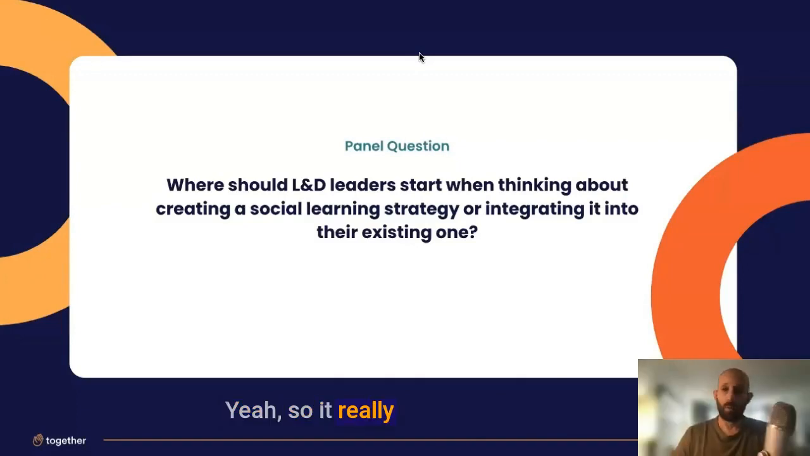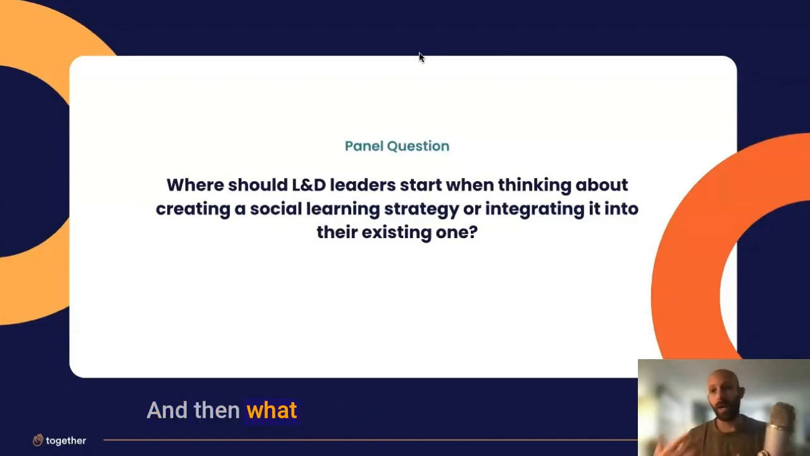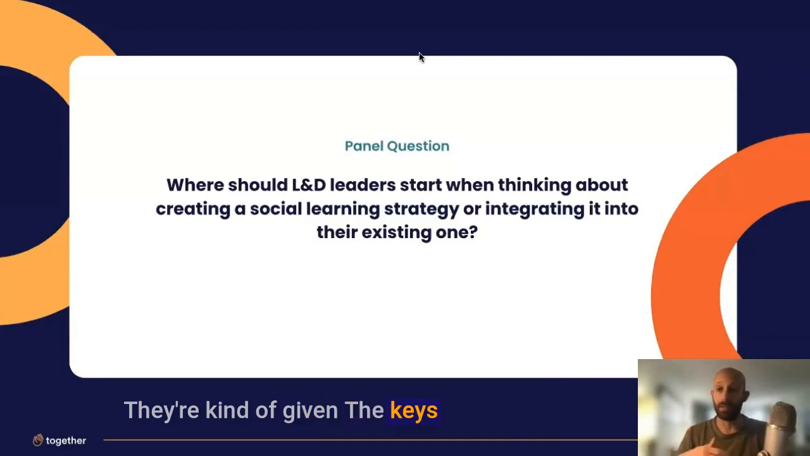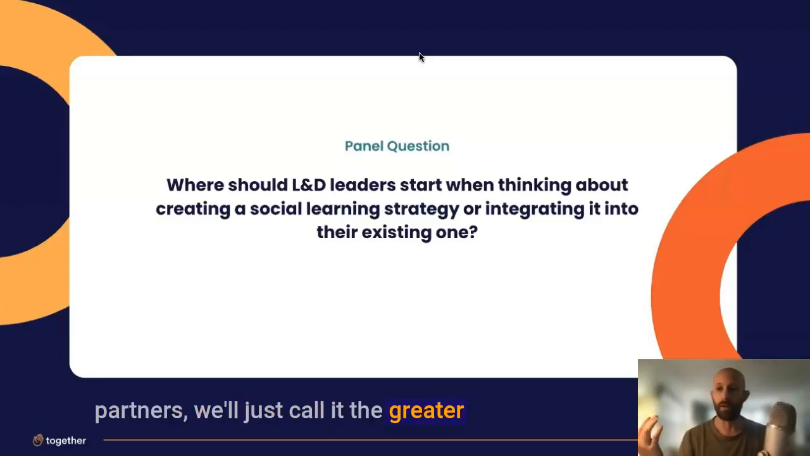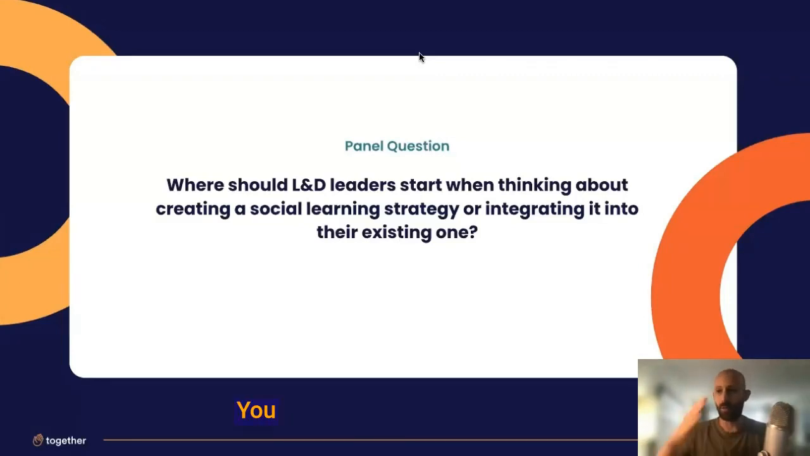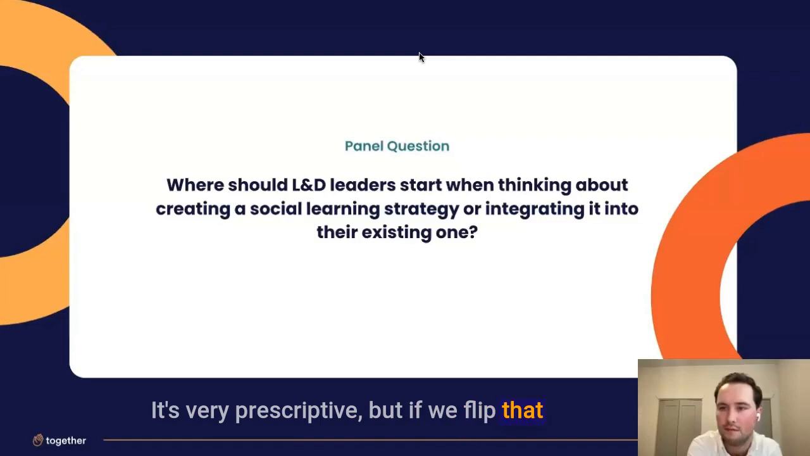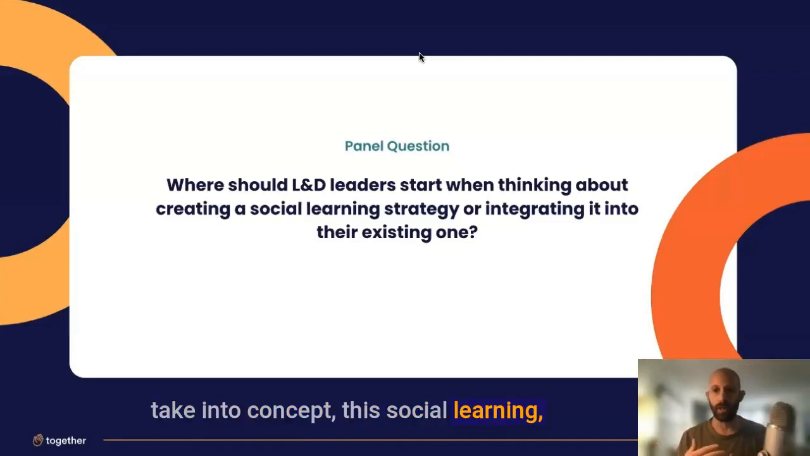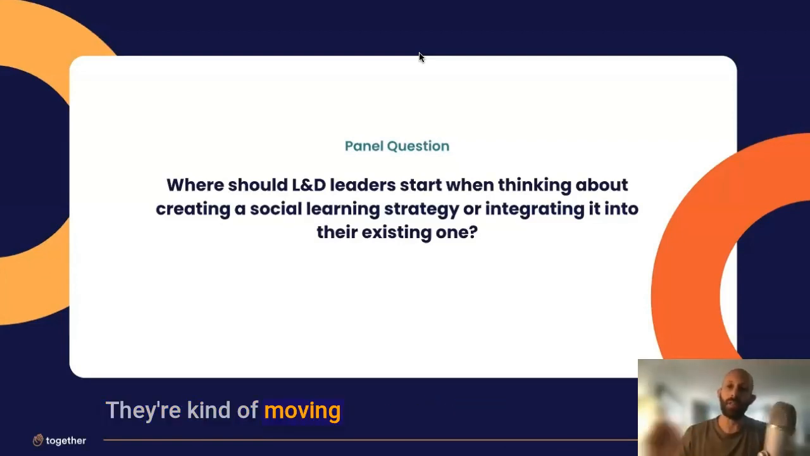Yeah. So it really works if the organization has built that foundational culture that learning is important. And then what happens is people start to seek their own growth opportunities. They're kind of given the keys themselves. So traditionally, learning development, people partners, we'll just call it the greater people team, creates these kind of very linear career paths. You're here, you want to get here. These are the things you kind of have to do. It's very prescriptive. But if we flip that, take into concept this social learning, let people be self-directed, well, now they're kind of moving the needle themselves.